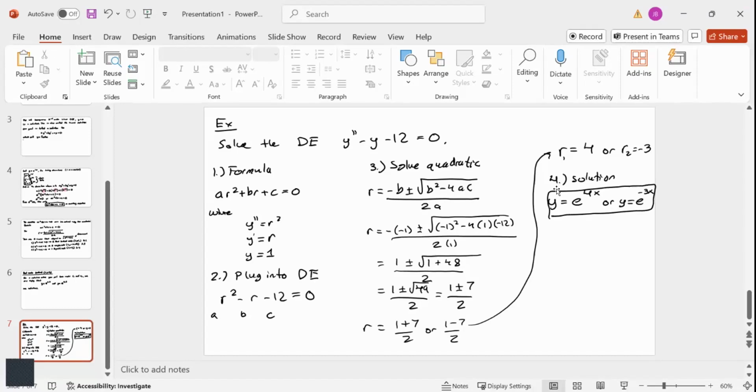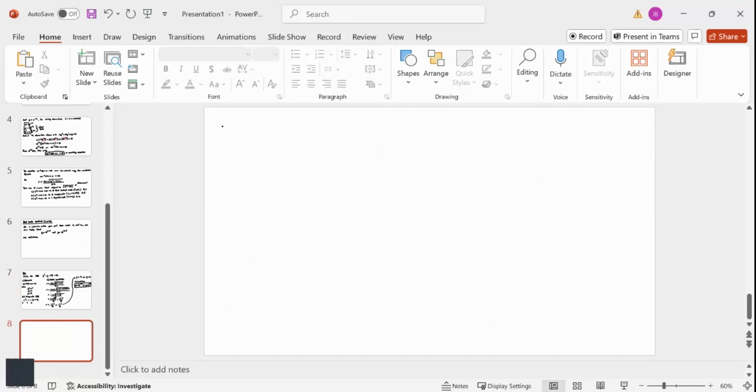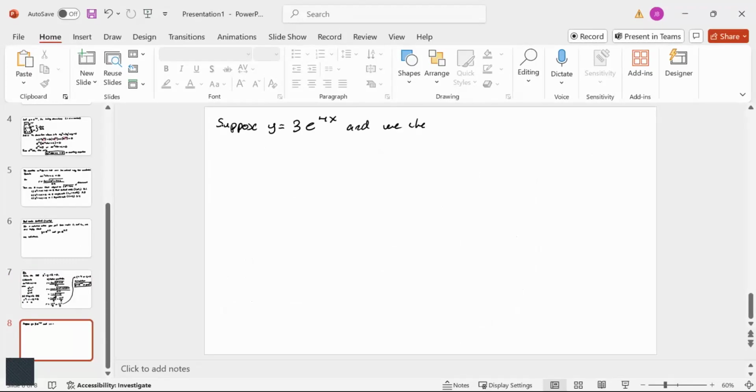But we think about this very deeply and we think to ourselves, okay, if this works, what if I put a number in front of like e to the 4x? Like, what if it's 2e to the 4x? I mean, it's just twice as big, right? So you start to think to yourself, okay, suppose y is equal to 4e. No, I guess it's a different number, so they're not the same. 3e to the 4x. And we check if it is a solution.